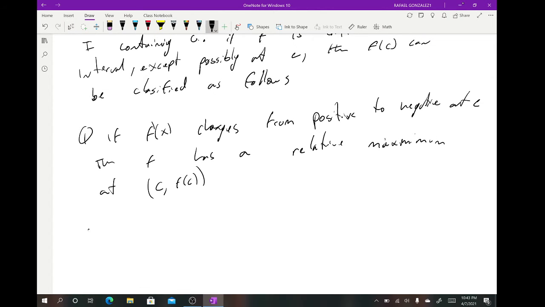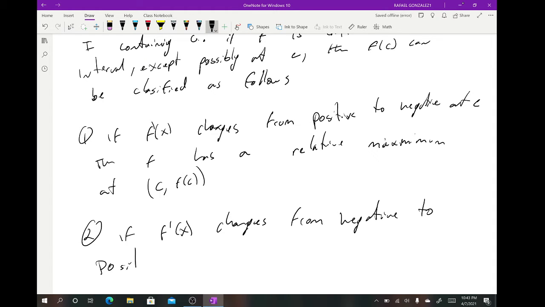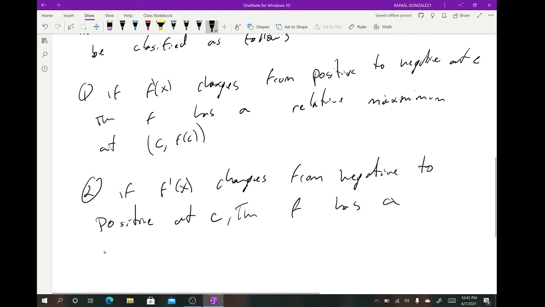Number two, if the derivative of f changes from negative to positive at C, then f has a relative minimum at the point C, f of C.